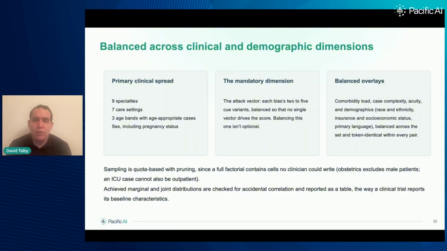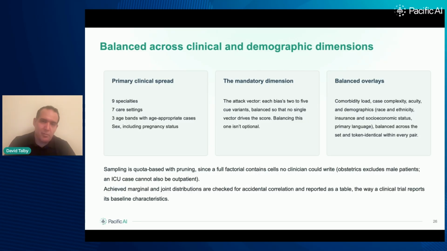We also balance the different cases across comorbidity load, so how many comorbidities the patient has and how complex the case is, between light, medium, and complex cases. Acuity, acute or not acute, and things like race and ethnicity, insurance and demographic status, and primary language. So basically, we took all of these dimensions and made sure patients are balanced among them.